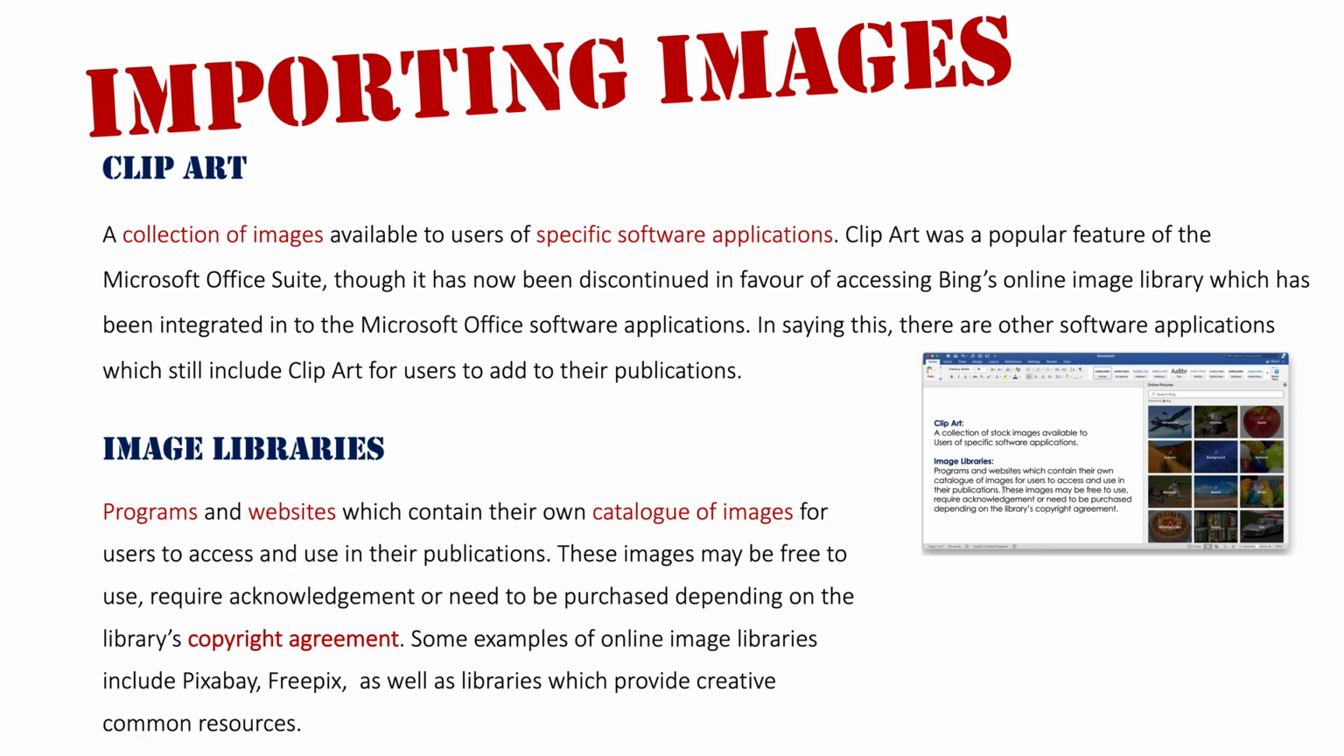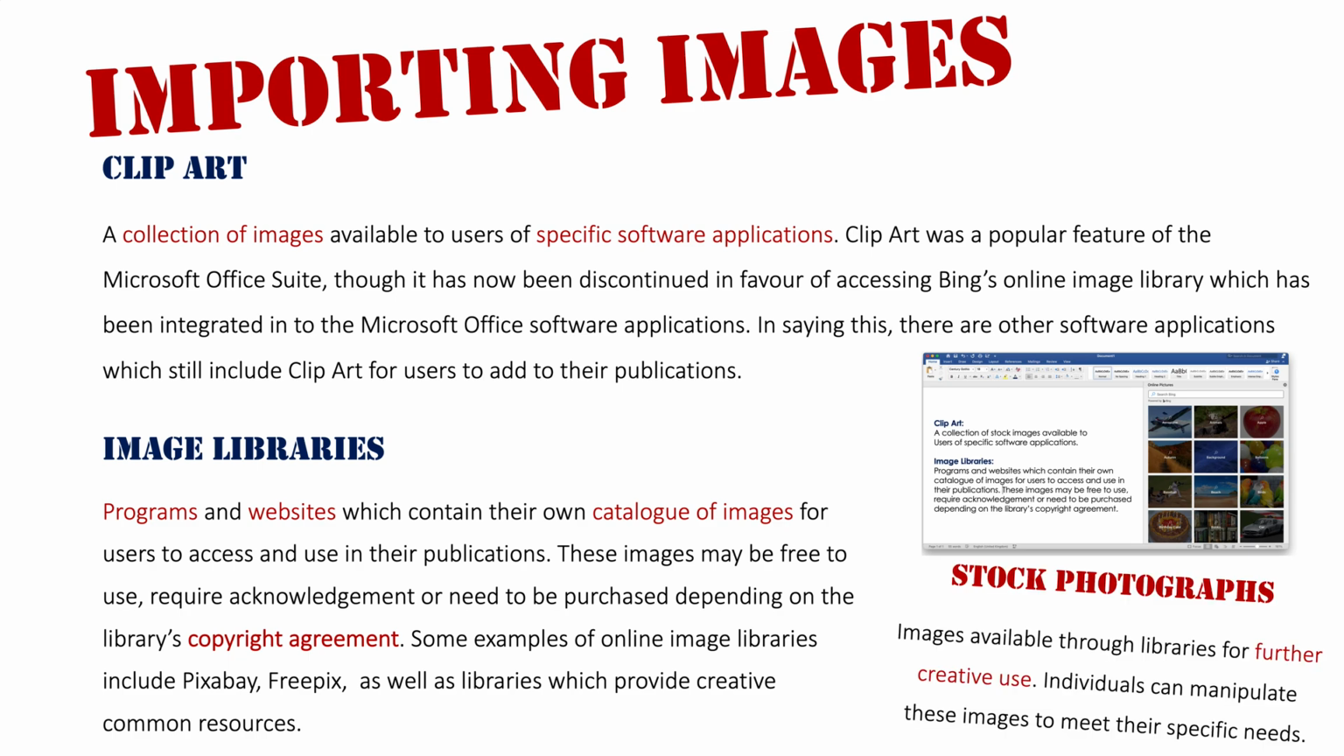There are also sites where they give you specific access to things classified as Creative Commons, where you are allowed to reuse the image, but then provide acknowledgement of where you got the image from and who created it. So image libraries are very popular online. There are many sites online and a great way of getting standard images for you to use in the applications that you might be developing. Both these classifications include what's known as stock photographs, so images that are available through the libraries for further creative use.